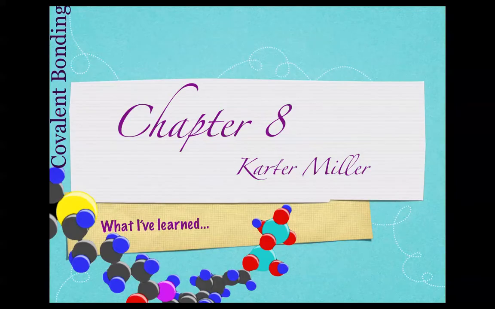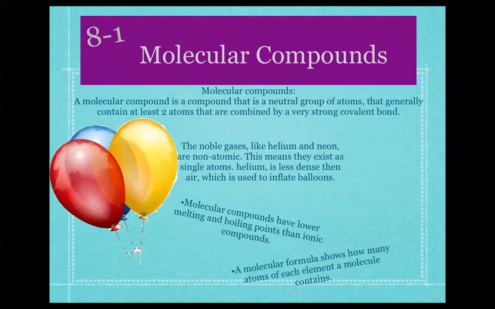Okay, so chapter 8 was over covalent bonding, and this was another big chapter to grasp, and I'll just show you what we kind of went through and learned in this section. So in section 1, it was over the molecular compounds, and this was kind of just getting us used to and telling us what molecular compounds were.